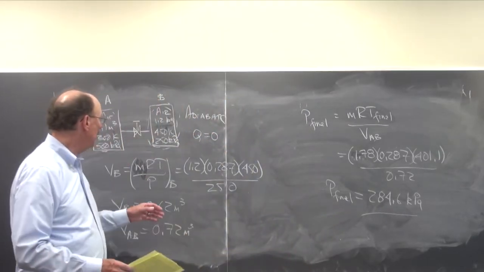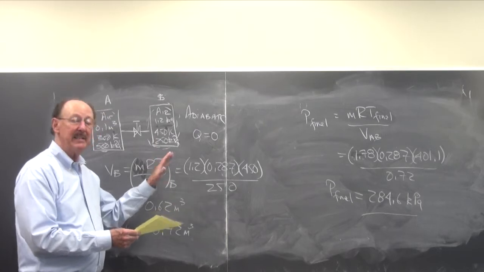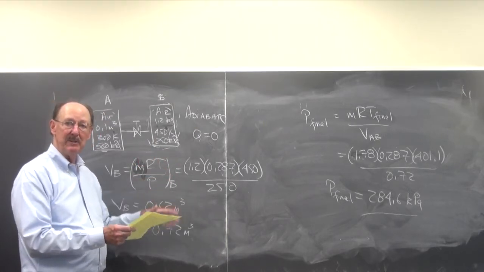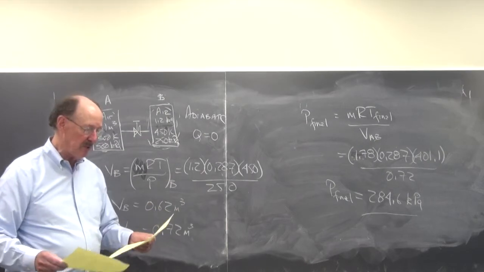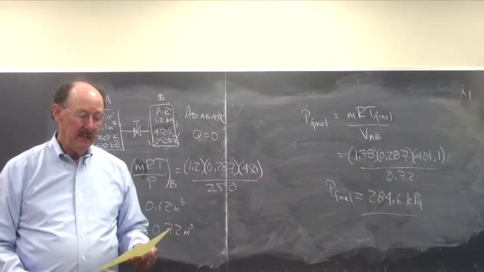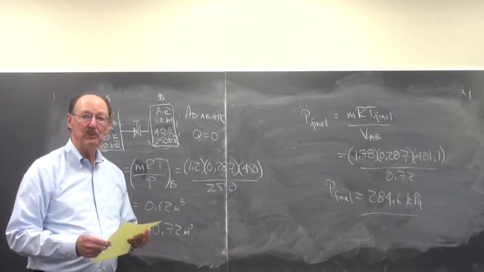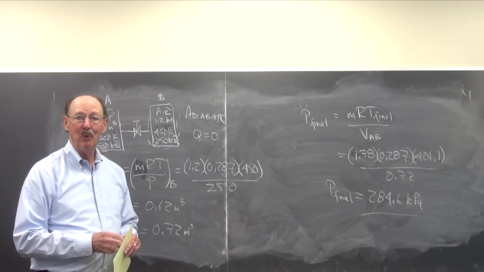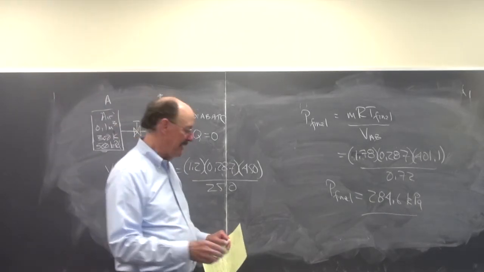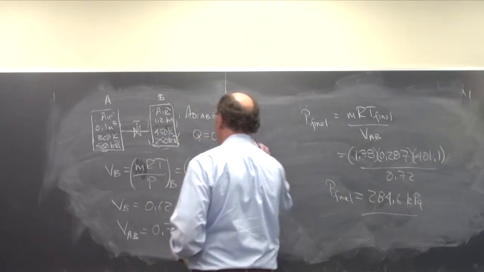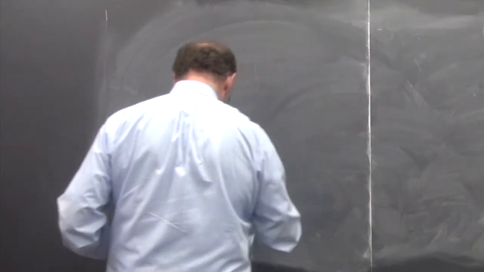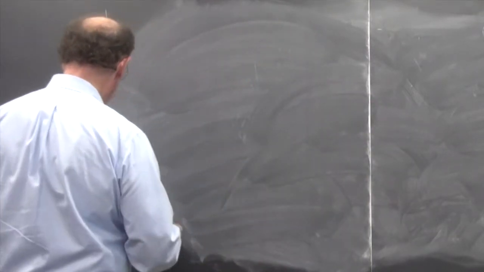So in this problem, I did first law that enabled me to find the temperature, and then I used my ideal gas equation of state, PV equals mRT, to find other values. Now what I'd like to do is to look at balloons, helium balloons, and why balloons go up. There's a very simple thermodynamic way to do this.